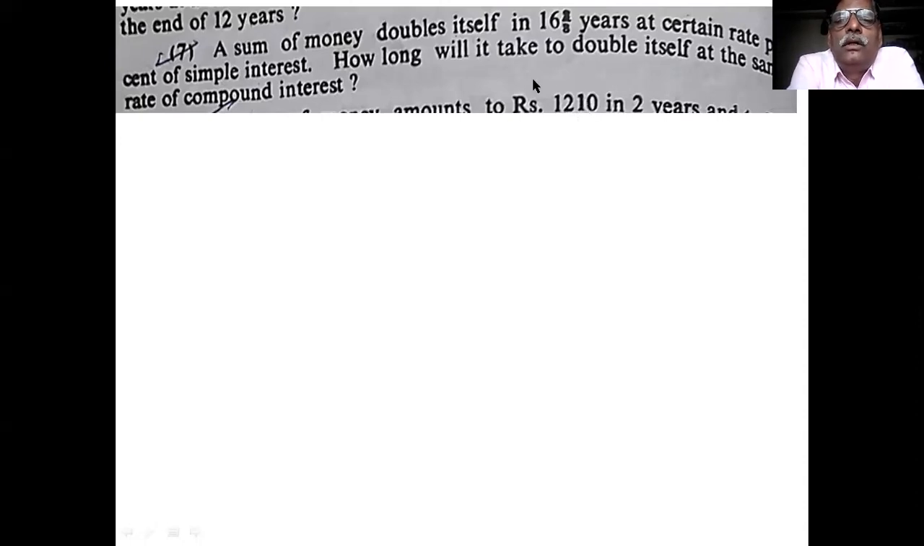It is easy. Rate of interest, simple interest is not given. So take 100 as principal and interest will be 100. Totally 200 amount. So you take 100 as principal, its interest is 100, it will double. Then n is 16 2/3. You calculate the rate of interest.